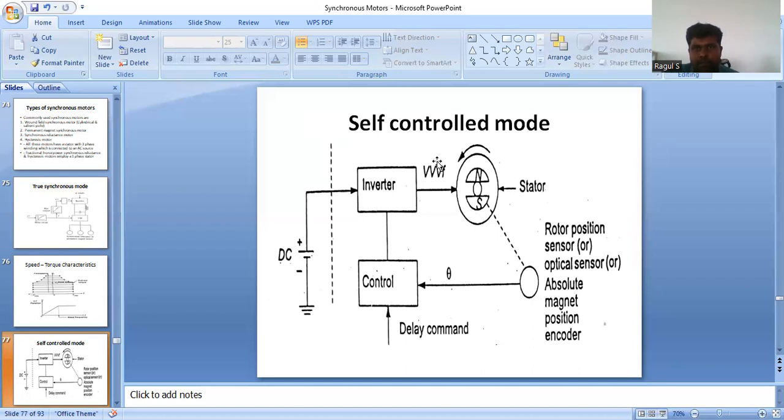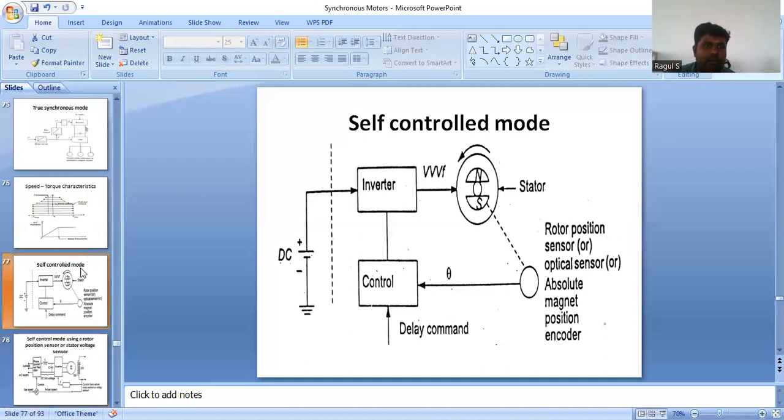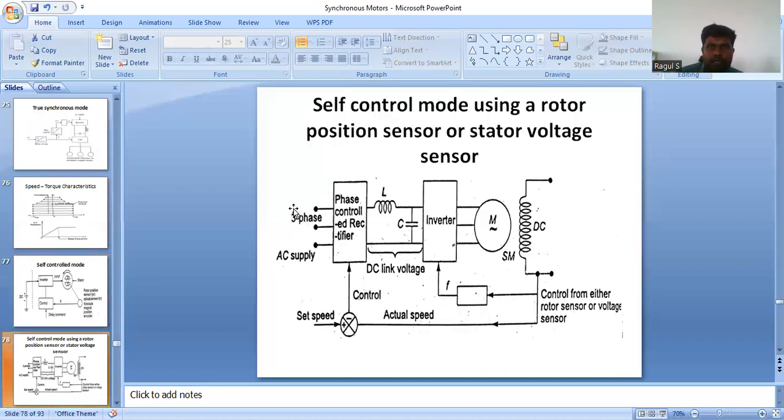That gate pulse is fed to the inverter switching terminal. Based upon that controller output, the inverter output will be varying. So we are able to vary the voltage and the variable frequency in single inverter mode. That is a self-controlled mode. In some cases, self-control mode uses rotor position sensors.